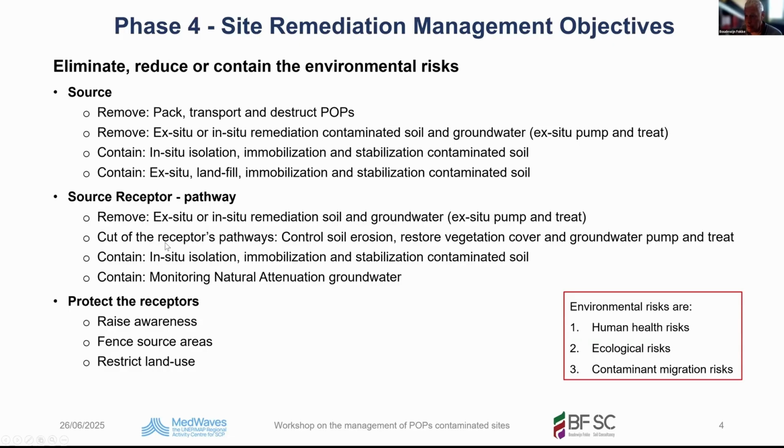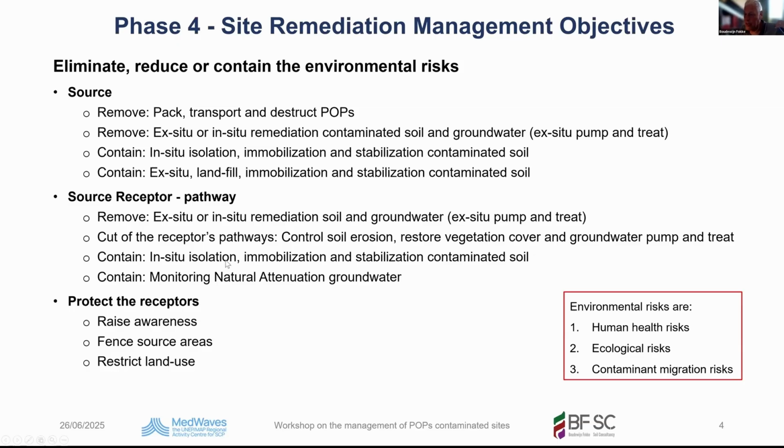Cut off the pathway, control soil erosion. Cut off means you make sure that the migration is not anymore taking place. Restore the vegetation cover, that will reduce the risk of erosion, and groundwater pump and treat. You also cut off the pathway, you pump in your source receptor pathway, you pump away the groundwater so that migration of contaminants is not anymore taking place.